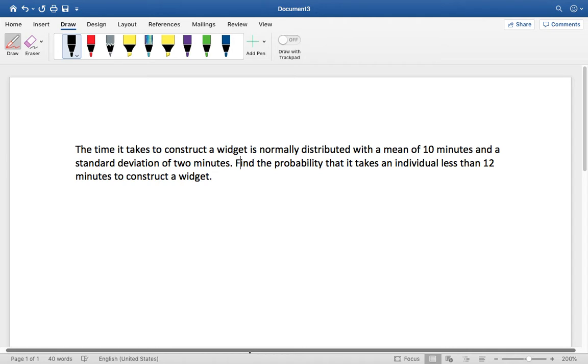A widget is just a generic term meaning some item, and we don't know what the item is. We could have put a pencil, or some part for a motor car or something. So it's just a generic term. So in this particular case, what information are we given?